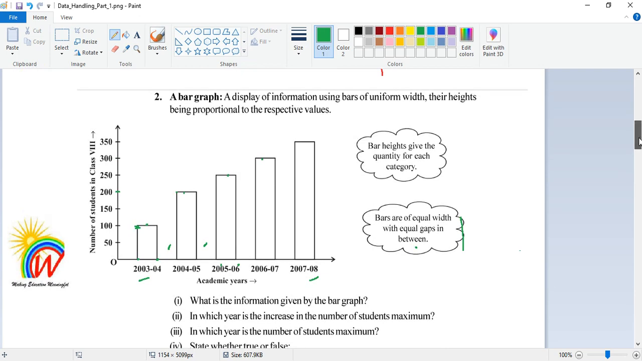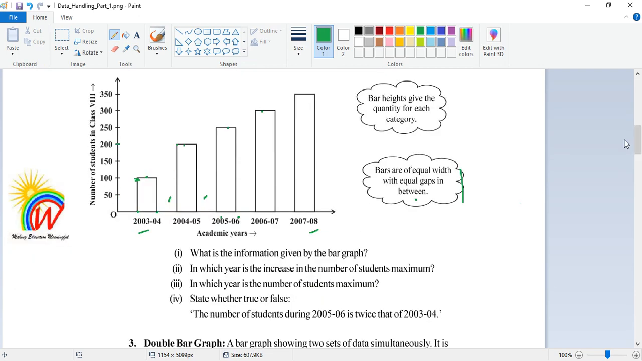Which year had the maximum increase, they're asking. See, here it is 350. Let us write it down. Here this is 300. This is 250. This is 200.